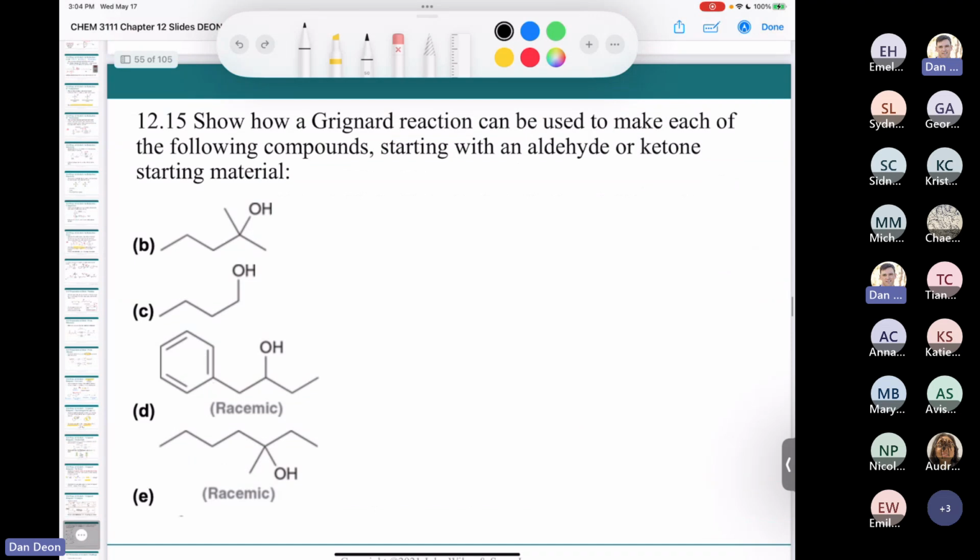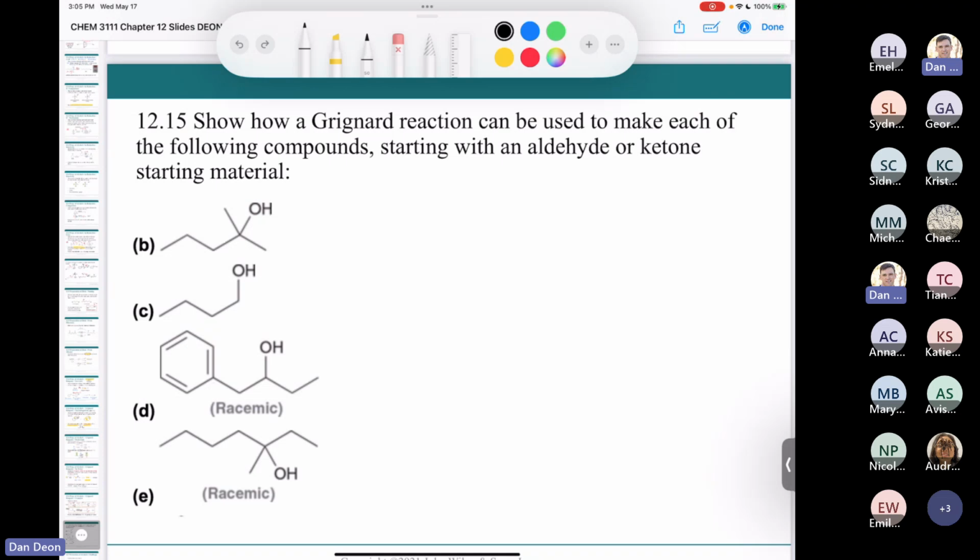All right, so with all that in mind, let's take a look at some practice problems here. And we're just going to solve a couple of these today, because I realize that I'm just introducing the subject, and you have to take a look at these to really figure it out. Well, let me just see here. It says, show how a Grignard could be used to make each of the following compounds, starting with an aldehyde or ketone starting material. Okay, so there's more than one way to make, I think everything on this slide can be made more than one way, except for one of them, I guess. Most of the compounds on here could be made more than one way, okay?